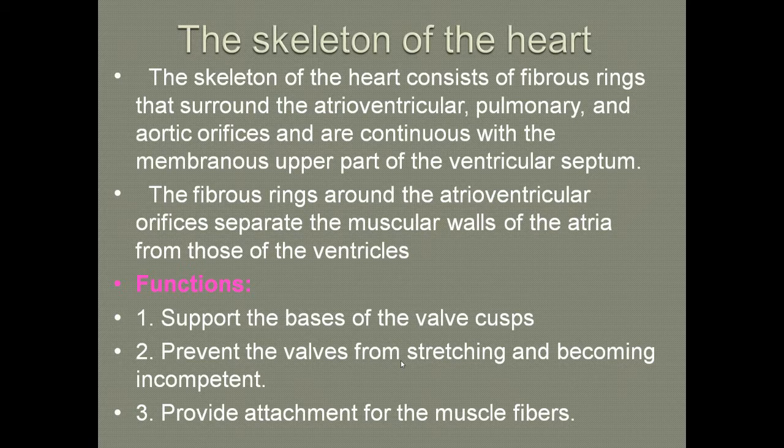The skeleton of the heart consists of fibrous rings that surround the atrioventricular, pulmonary, and aortic orifices and are continuous with the membranous upper part of the ventricular septum. The fibrous ring around the atrioventricular orifices separates the muscular wall of the atria from those of the ventricles.